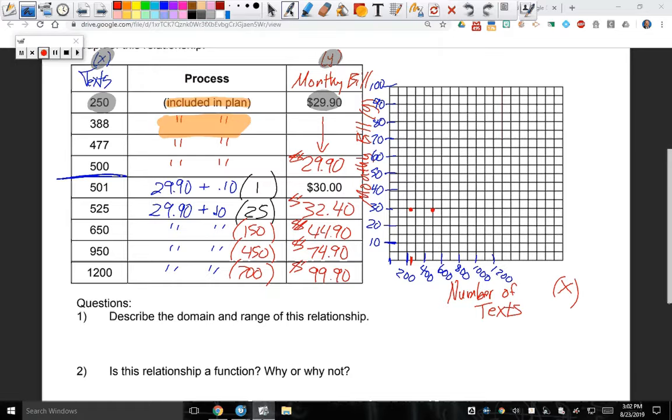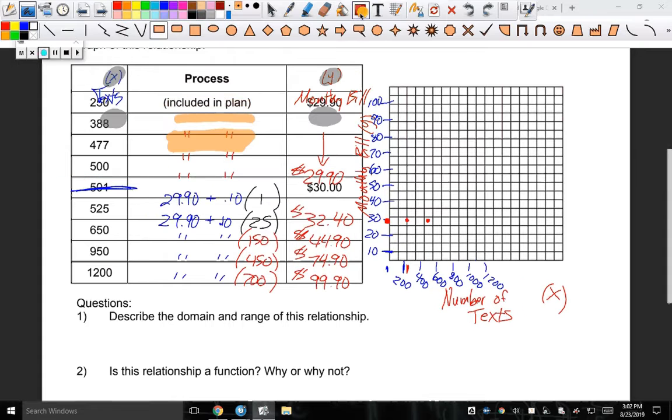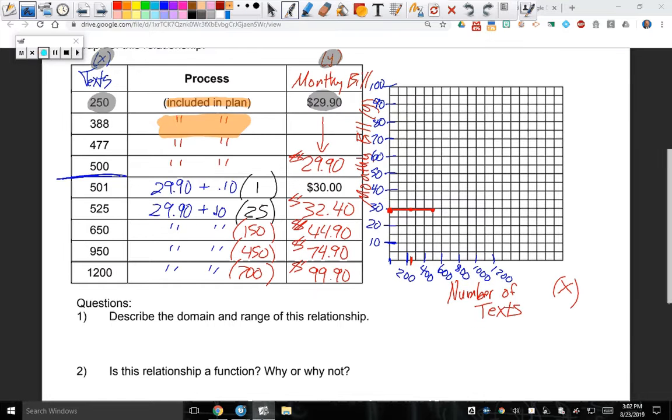Now you tell me, what if x was 0? What would it be? 2990. So at 0, 2990, on the y-axis, that's where we're going to start. Now what I want you to do now is, since they all stayed the same, we're just going to draw a nice horizontal line between those points. Okay? Now we're going to draw the next parts to this graph.